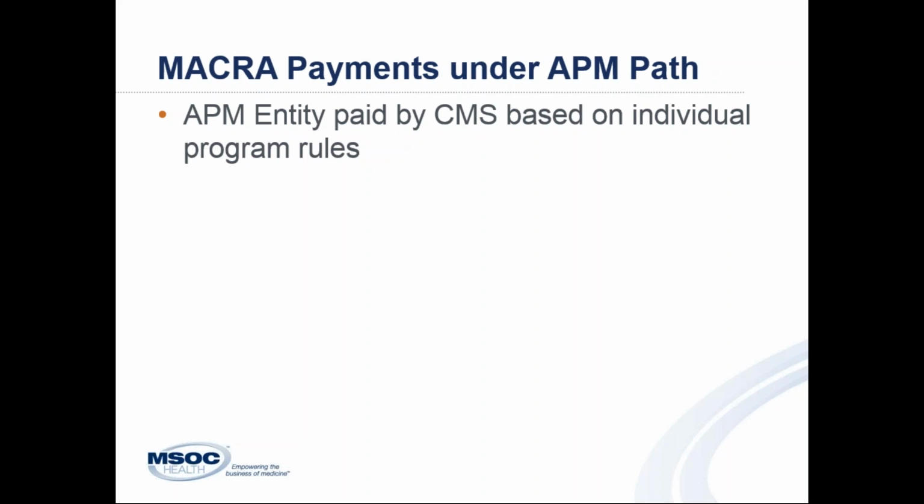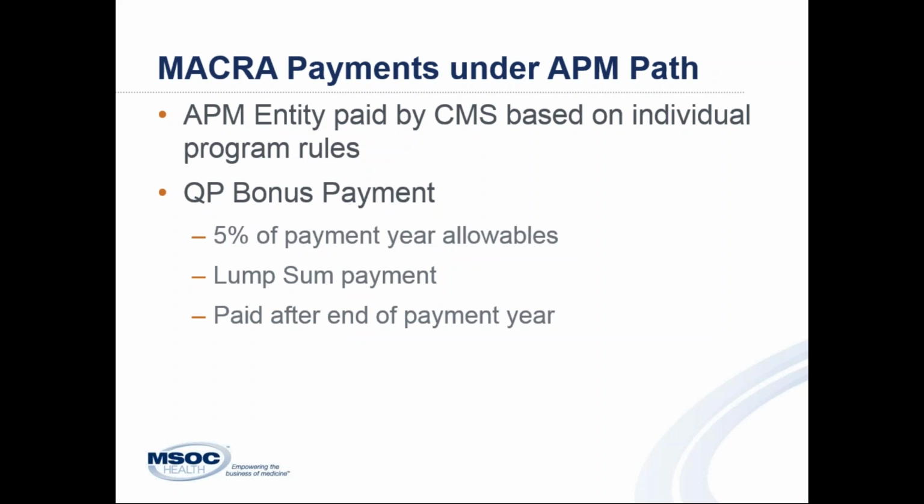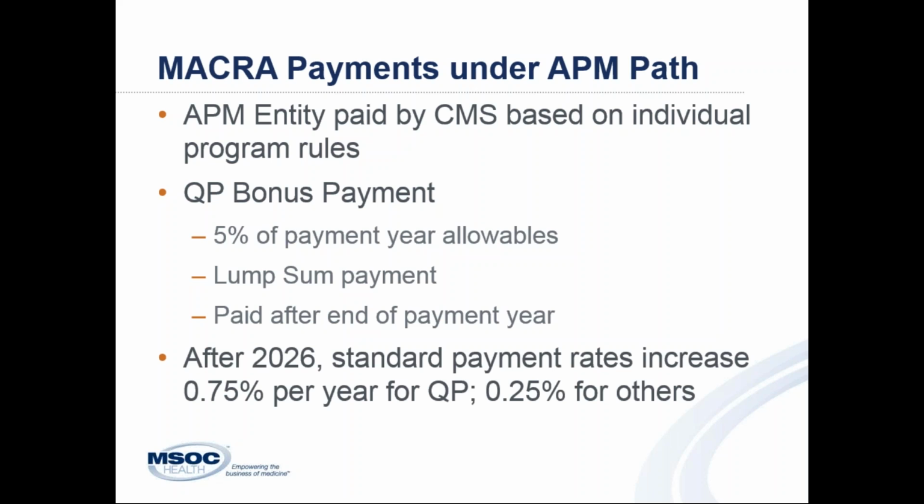So the Next Generation ACOs have a certain way that they're paid, and the Track 2 Medicare Shared Savings Plan have a certain way that they're paid. There are rules for each of those programs. The entity gets paid based on those rules to start with. Then at the end of the year, the providers who are qualifying providers in that organization will receive a one-time lump sum payment of 5% of the allowable fees for all Medicare patients that they saw last year, and it's paid after the end of the payment year.